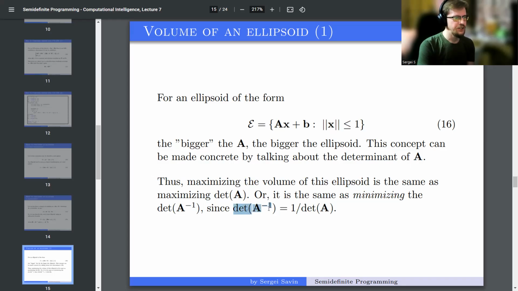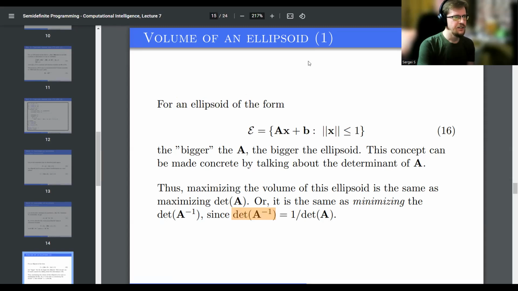So the smaller this guy is, the bigger this guy is. That is why maximizing the determinant of A is the same as minimizing the determinant of A inverse.